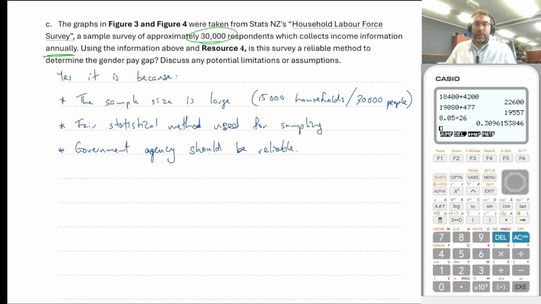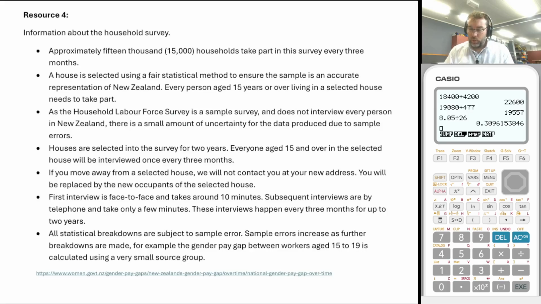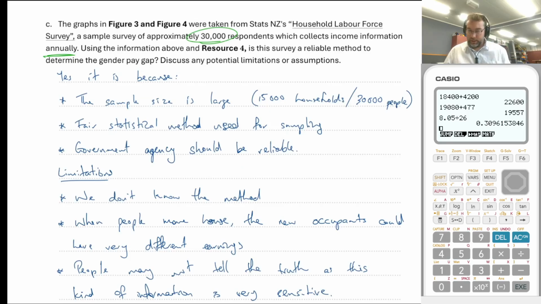It also asks us to discuss any potential limitations or assumptions. So in the document there, it tells us that if you move away from a house, they won't contact you at the new address. It'll be replaced by the new occupants. So those new occupants could have significantly different employment and income. So that's a limitation of it. Another limitation could be that people don't actually tell the truth. They don't want to share their details. And as I mentioned before, we know that it's a fair statistical method, but it doesn't tell us what that statistical method is. So that's a limitation. They should tell us those things. So I'm going to write some bullet points on that. So that's that stuff written there.